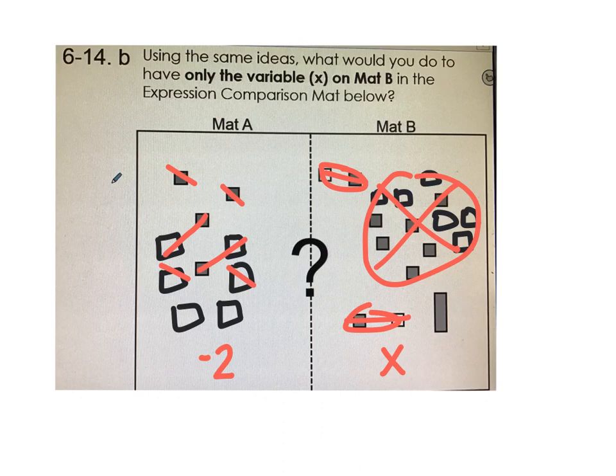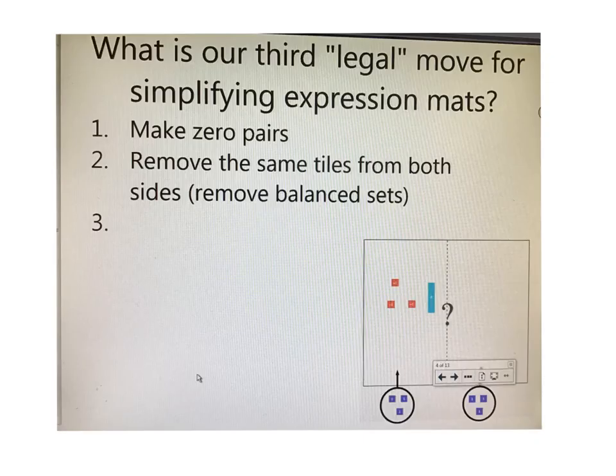Now it's much easier to compare which side is bigger. So if x was -2, they would both be equal, right? Then they would be equal to each other because that side has -2. If x was worth a 5, then mat B would be bigger. If x was a -10, then mat A would be bigger. So that's how we can compare by adding things into both sides.